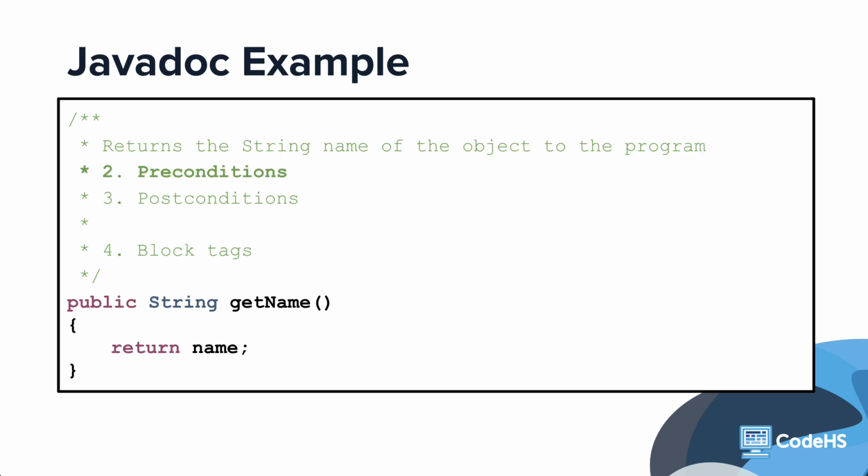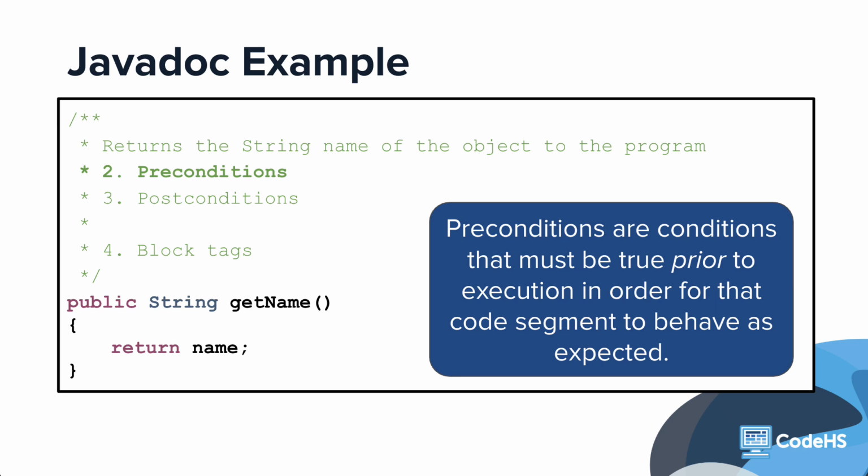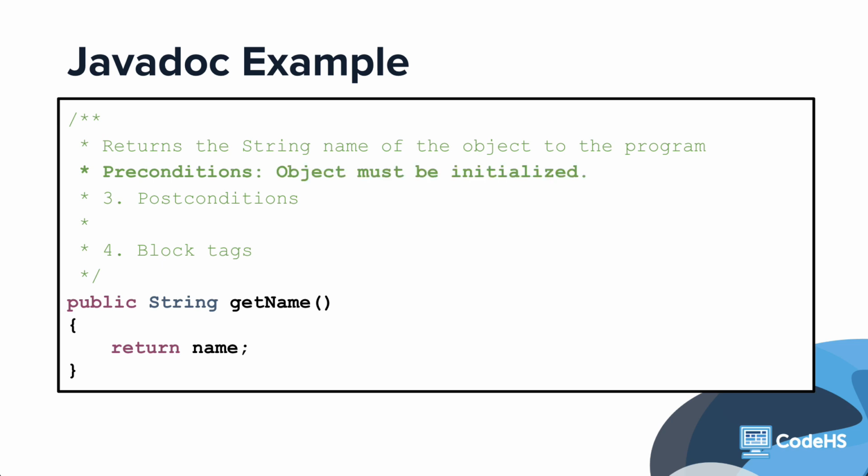Next, you'll want to describe the precondition for the method. Preconditions are conditions that must be true prior to the execution of the program in order for that code segment to behave as expected. Often, preconditions explain what parameters need to be successfully input into the program in order for it to work. There is no expectation that the method will check to ensure preconditions are satisfied. In this case, what needs to be true in order for this method to work correctly is that there needs to be an existing object. As a result, your precondition is that an object must be initialized.